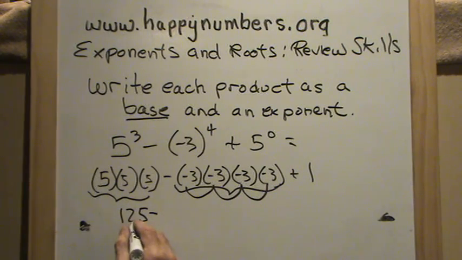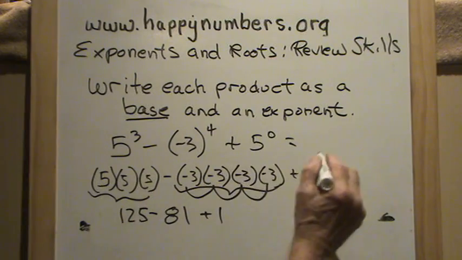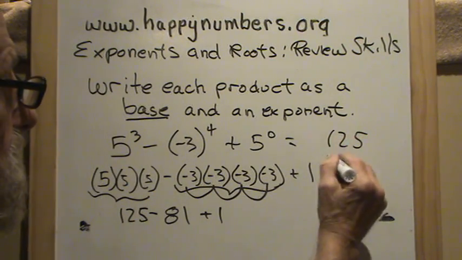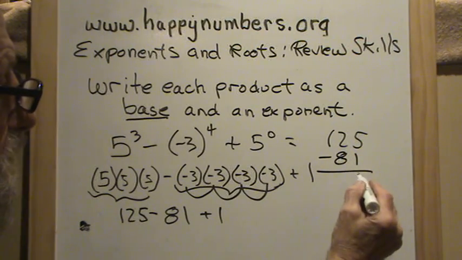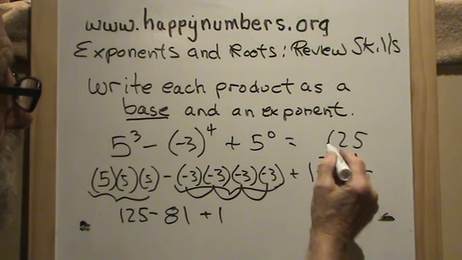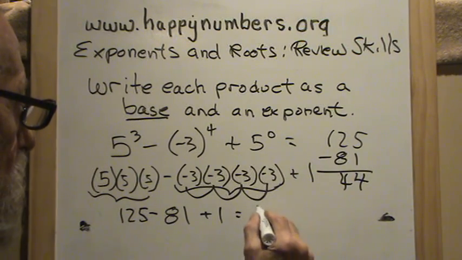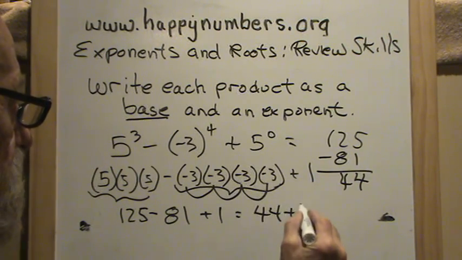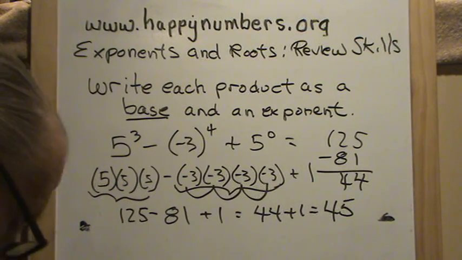So 125 minus 81 plus 1. Well, okay. Let's do 125 minus 81. 5 take away 1 is 4. 12 take away 8 is 4. So I have 44 plus 1 equals 45.